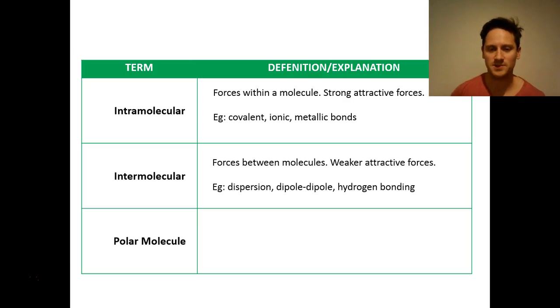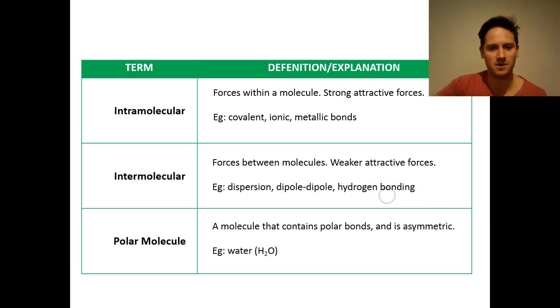Intermolecular are forces between molecules. These are weaker attractive forces. Examples of those are dispersion, dipole-dipole, and hydrogen bonding, and we're going to be going into those in this video and hydrogen bonding in the next video.